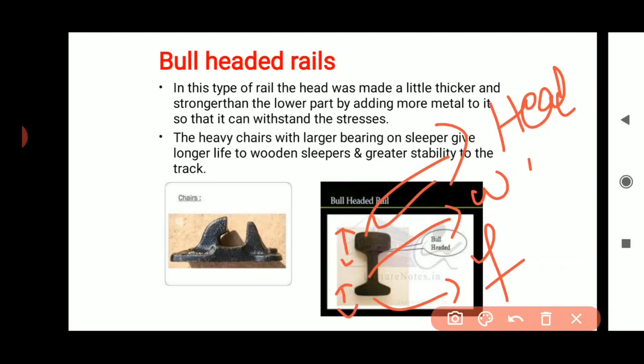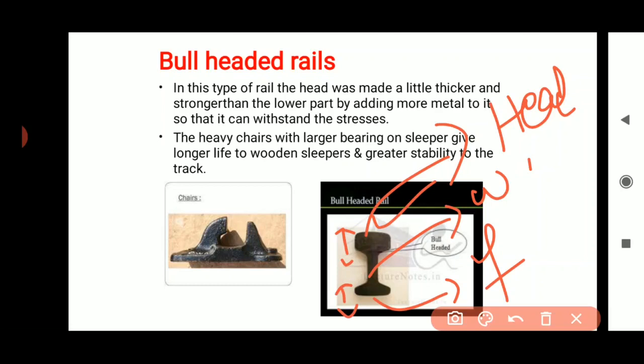But in a bull-headed rail, by adding more material to the head, the thickness of the head has been made a little thicker and stronger than that of the foot, so that even after wear, it can withstand the stresses. Okay, so the reason behind increasing the thickness of the head of the bull-headed rail is that even after the wear, it can bear the stresses in a better way. So this is the main purpose of using bull-headed rails.